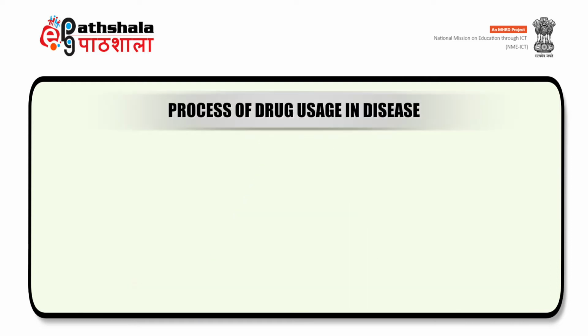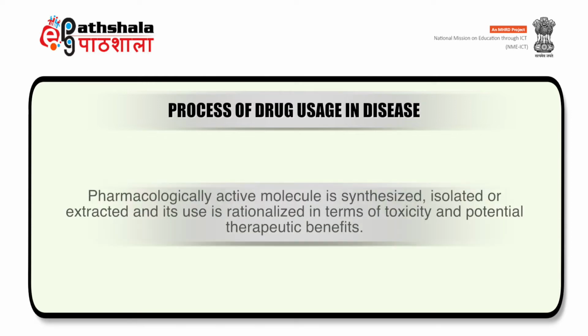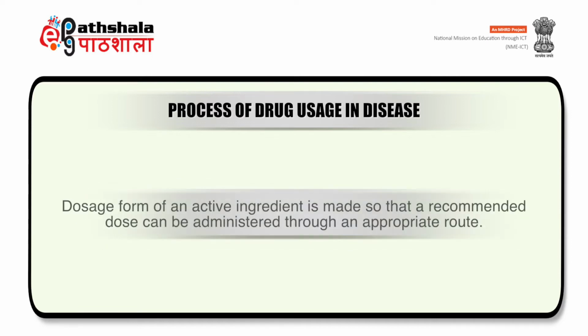Let us understand the process of drug usage in disease. The pharmacologically active molecule is synthesized, isolated or extracted, and its use rationalized in terms of toxicity and potential benefits. Then its dosage form is made so that a recommended dose can be administered through an appropriate route so that it reaches the site of action or the tissue.